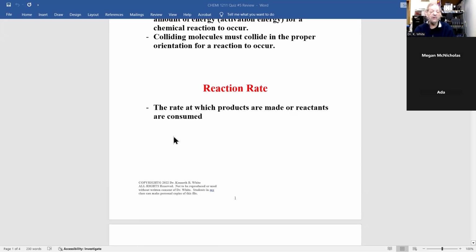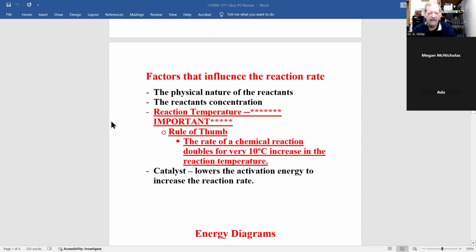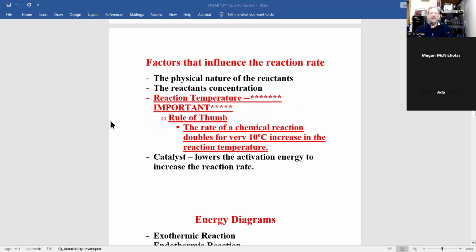All right, now, when you do a chemical reaction, there's something called the reaction rate. That's the rate at which products are made or reactants are consumed. In other words, how fast are you making something? And that's an important parameter, especially in the chemical industry. Now, you should know factors that influence the reaction rate: the physical nature of the reactants. Solids react a lot slower than liquids, which react a lot slower than gases. The concentration, how much of the reactants.